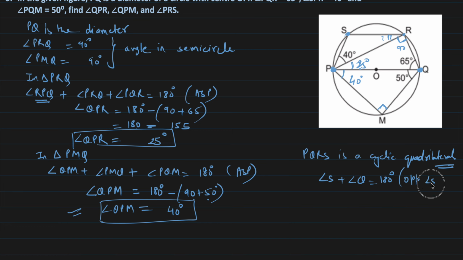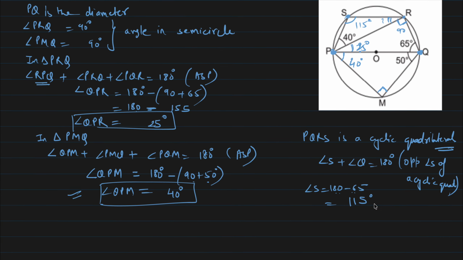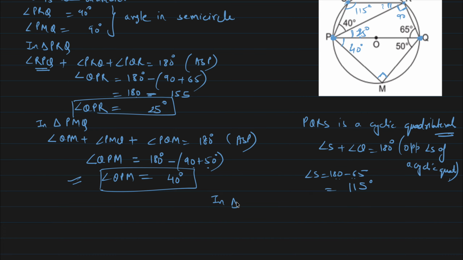They are opposite angles of a cyclic quadrilateral. I'm writing it in short here. So I'll get angle S equals 180 minus 65. How much is that? 7 minus 6 is 1. 115. Okay. So this angle comes out to be 115 degree. Now again angle sum property in triangle SPR: angle S plus angle SPR plus angle SRP is 180 degrees.